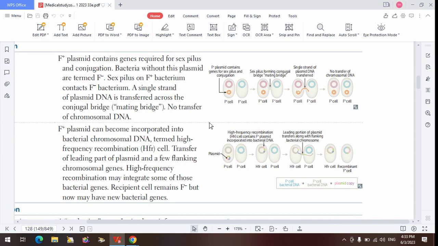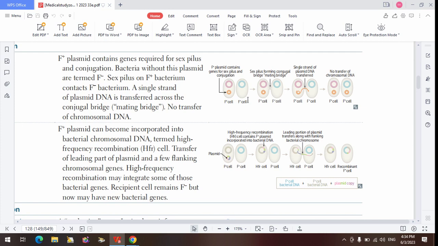Now we have three different forms of bacteria. We have the F plus. If we say that the bacteria is F plus, that means that it contains the sex pilus, and it means that it has a plasmid. If it doesn't have the plasmid, it cannot form the sex pilus, and it cannot undergo formation of the conjugal or the mating bridge. So once a bacteria contains a plasmid, we call it the F positive cell, or it has the F positive configuration. So is that clear? Do we understand that?